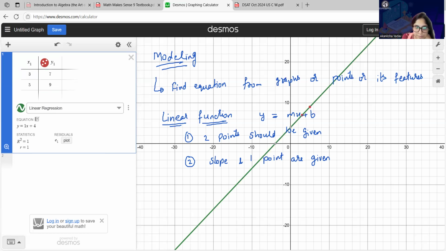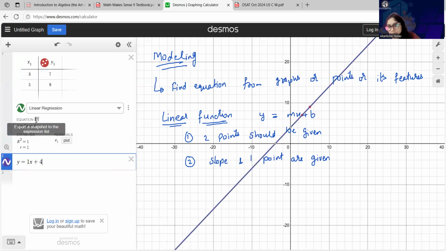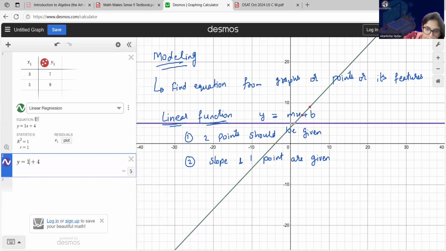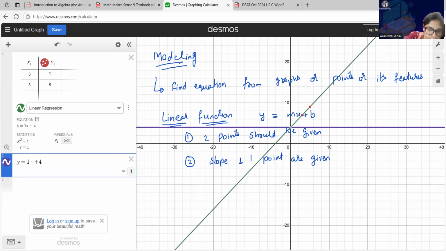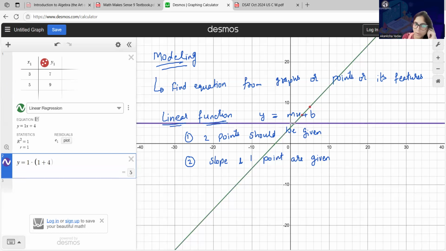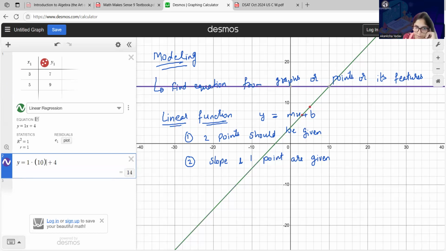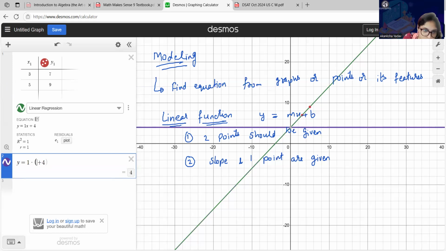And sometimes what will happen, you can use this regression on the next line also. Because in some questions, they give you 2 points, and for the third point, they will give you either an x value or a y value. They'll ask, after 5 days, how much will be the answer? Like 5 days is given, but let's say after 10 days, how much will be the answer? So you can replace your x with 10 and you will get your answer as 14. Got it? Or sometimes the y value will be given to you and you'll have to figure out x.